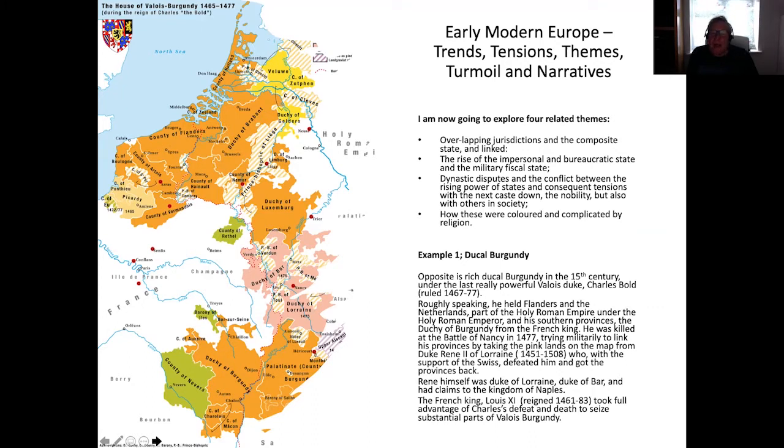Right, I'm going to take 4 examples of the problems with composite states, overlapping jurisdictions, all right?